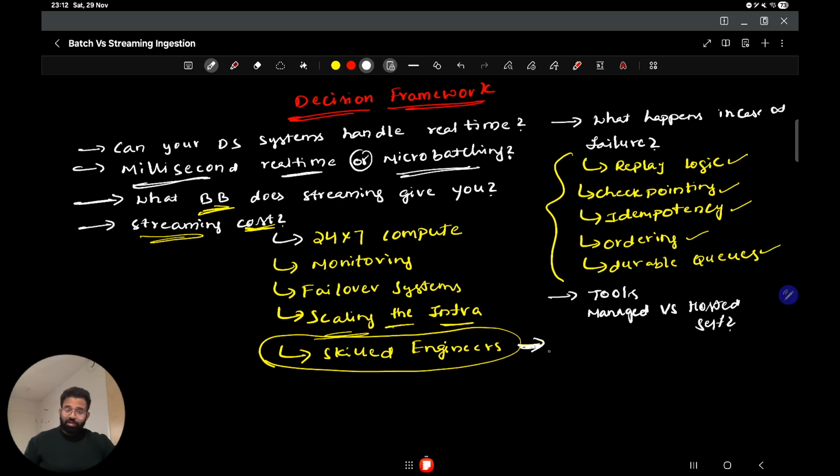Then moving on to the next point, which is: are you using machine learning, and does it need live predictions?